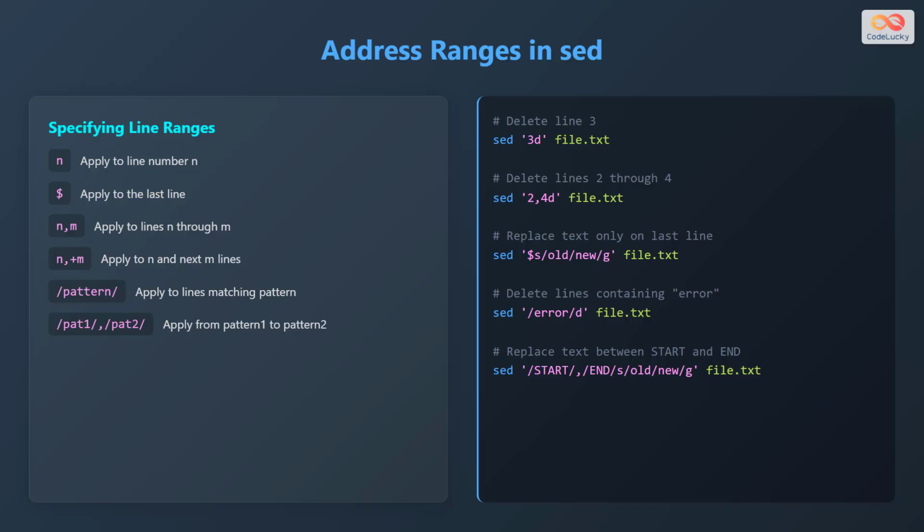Here are some examples. Sed '3d' file.txt deletes line 3. Sed '2,4d' file.txt deletes lines 2 through 4. Sed '$s/old/new/g' file.txt replaces text only on the last line. Sed '/error/d' file.txt deletes lines containing error. And sed '/start/,/end/s/old/new/g' file.txt replaces text between lines containing start and end.